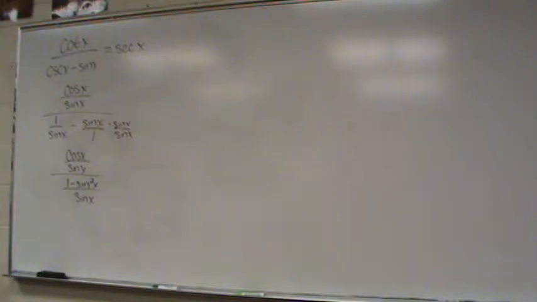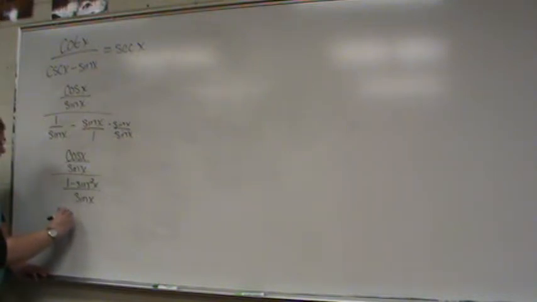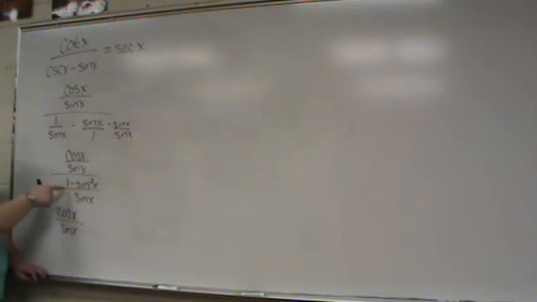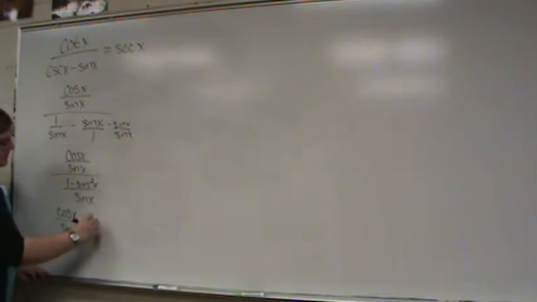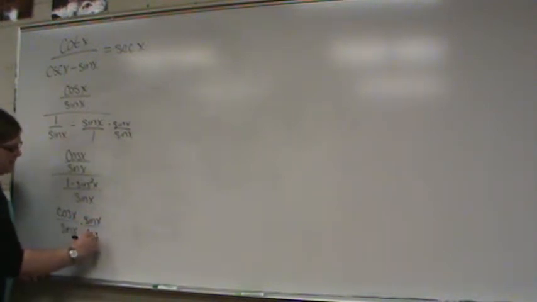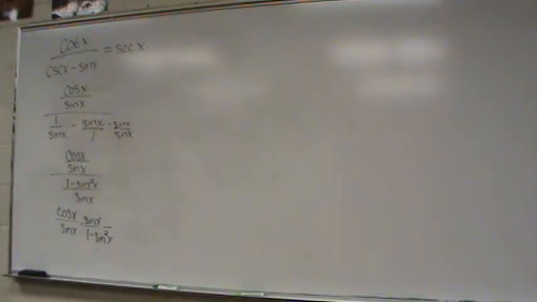So now what do we notice? We can flip and multiply. If we were to flip and multiply right now, we'd have cosine x over sine x, and then we would be multiplying by the bottom flipped, so we would have sine x all over 1 minus sine squared x. This 1 minus sine squared x we can rewrite as cosine squared x.